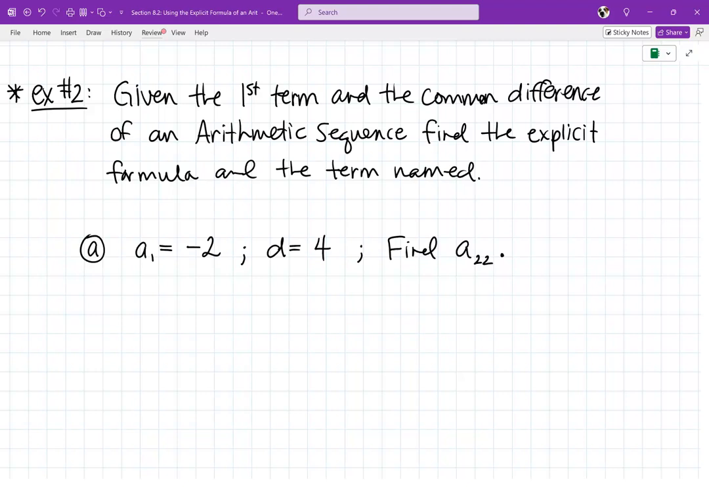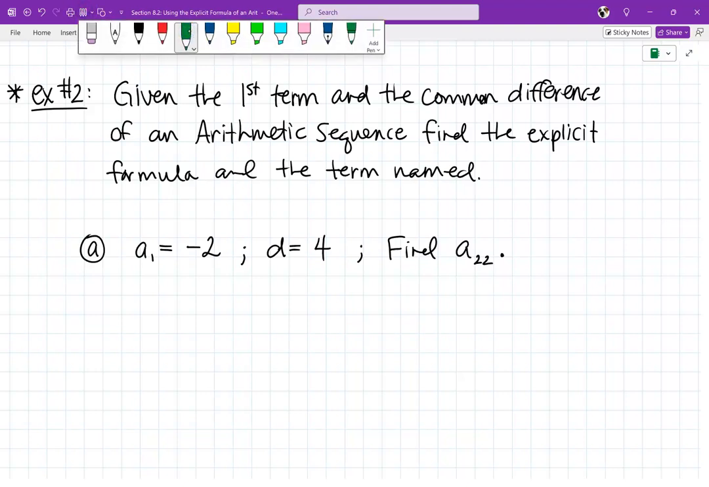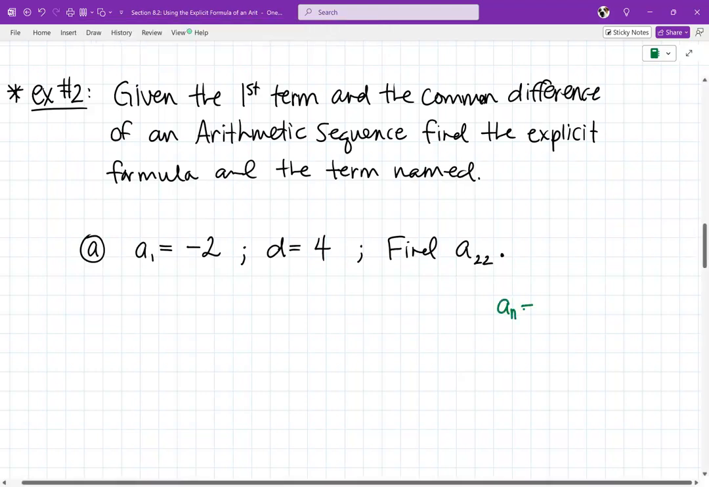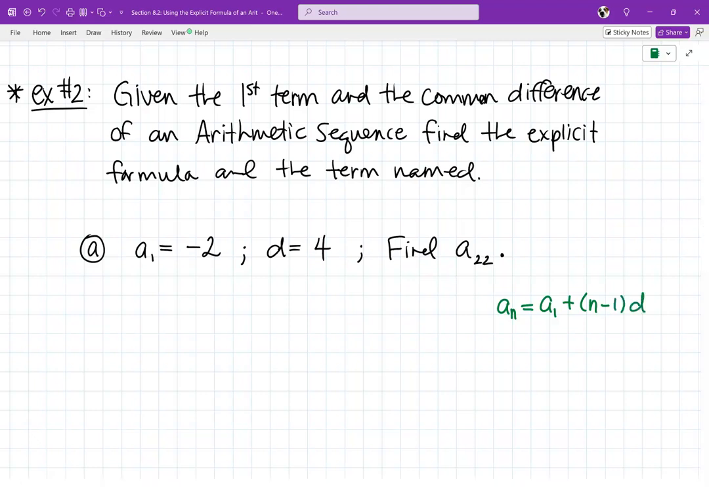This is example number 2. Given the first term and the common difference of an arithmetic sequence, find the explicit formula and the term named. Okay, so they want us to find the explicit formula. So I'm going to list both of the formulas for us, okay? We know this one, a sub n is equal to a sub 1 plus n minus 1 times d. And then we also know a sub n is equal to dn plus c.